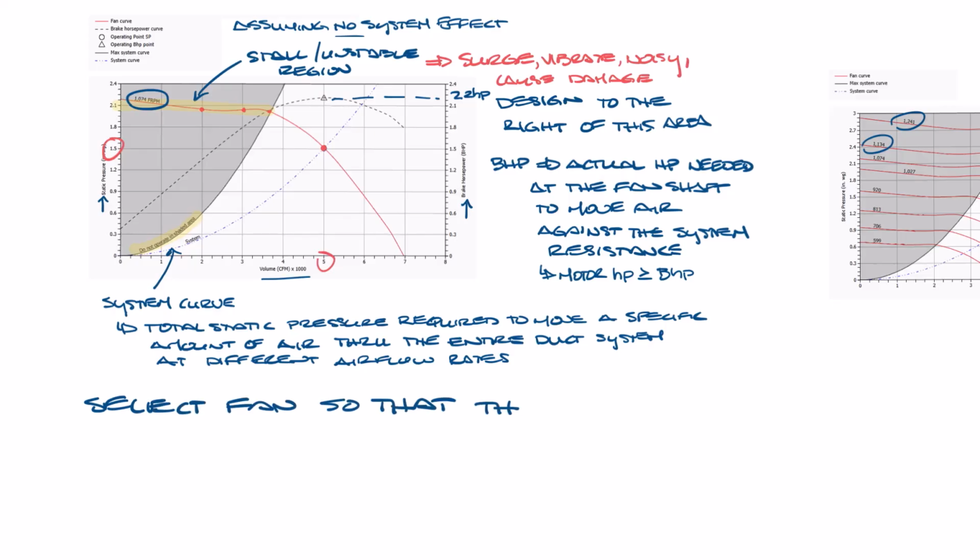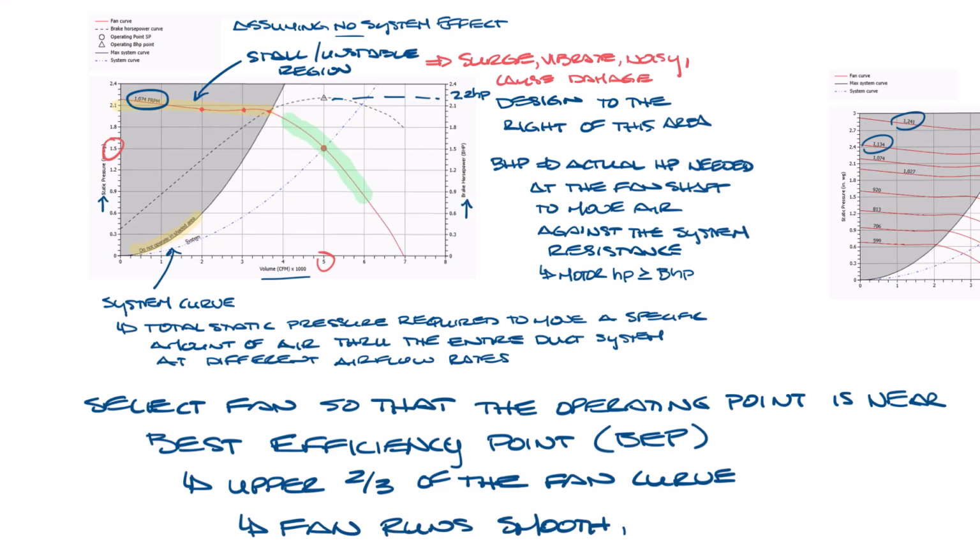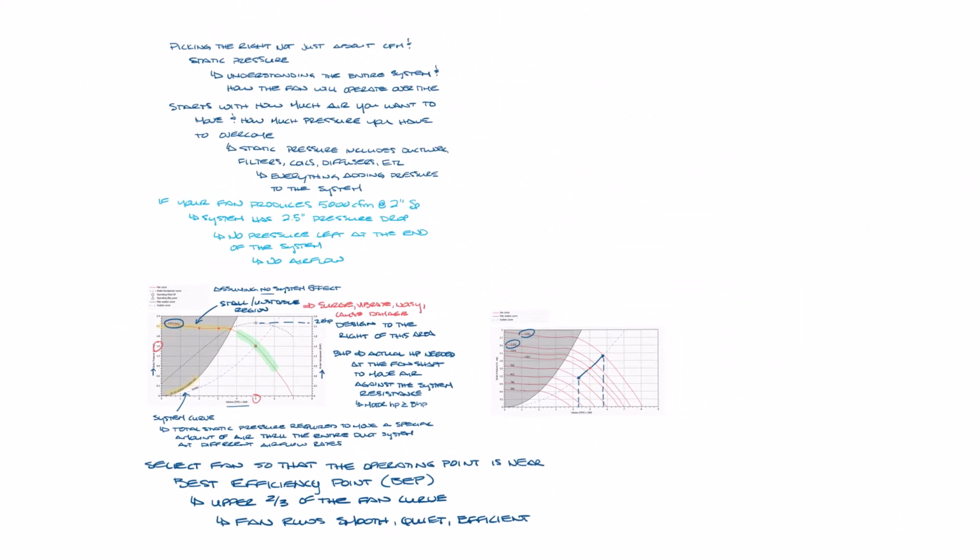You want to select your fans so that your operating point is near the best efficiency point. This is usually the upper 2/3 of the curve, but well clear of the stall zone. This is where the fan runs smooth, quiet, and is energy efficient. So that's the basics of fan selection.